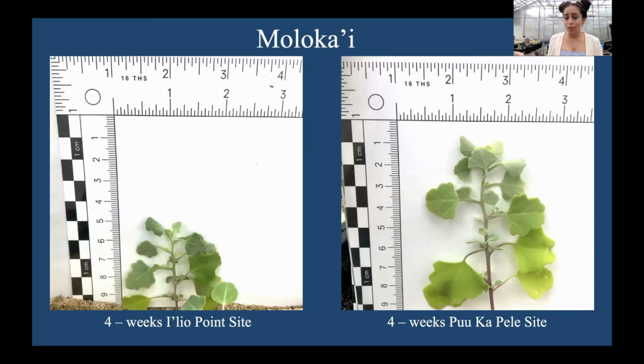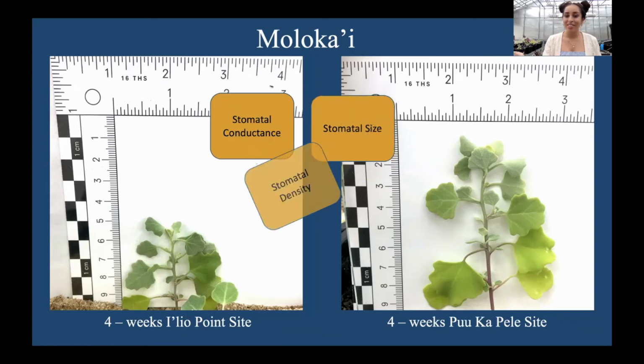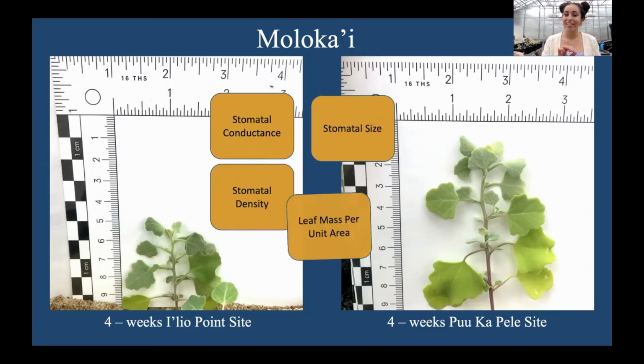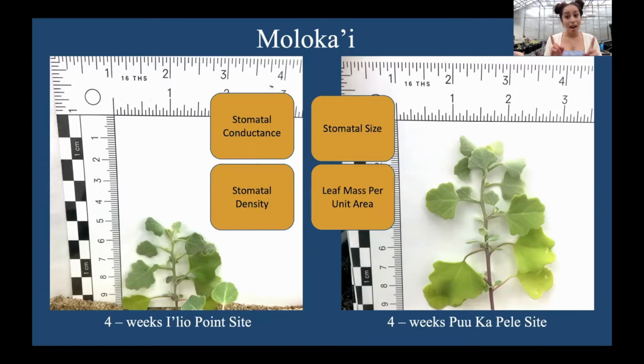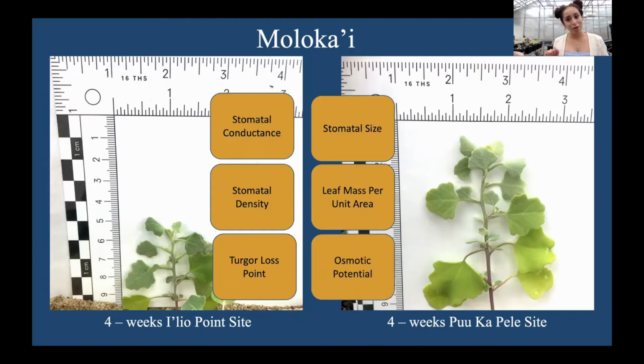These differences in leaf morphology have led us to believe that there's also a difference in these different populations' hydraulic programming. So we're going to be doing stomatal conductance measurements, stomatal size measurements, stomatal density, leaf mass per unit area, and my favorite, turgor loss point and osmotic potential. Let's talk more about those ones.